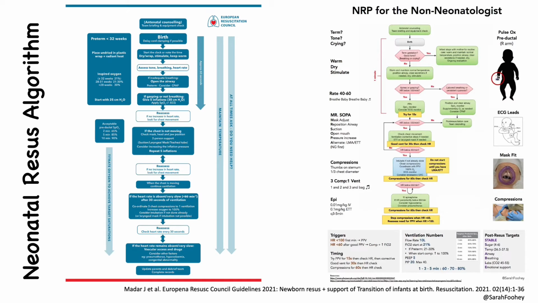The algorithm on the left is from the European Resuscitation Council. Much like the pediatric resuscitation algorithm from the same council, this algorithm emphasizes the provision of 5 assisted ventilations early in the resuscitation process. The algorithm on the right is off Twitter from Sarah Fourie. She attended a neonatal resuscitation program and put her learning into a flowchart as well.